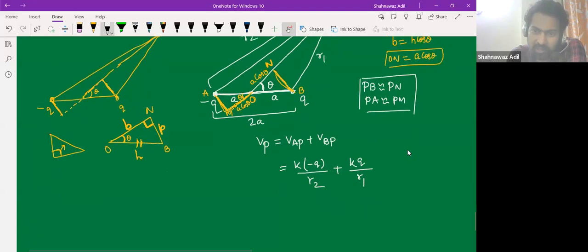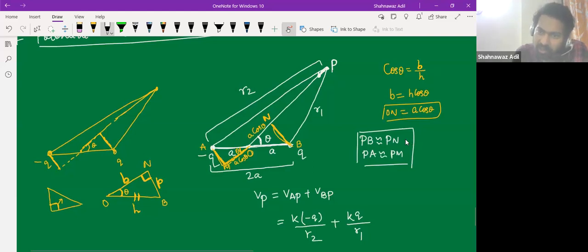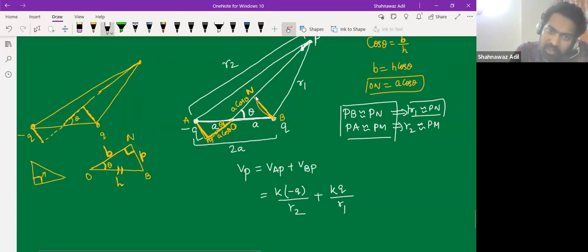So this is what we are calculating, right? Now we know that R1 is nearly equal to PN, and R2 is nearly equal to PM. So let us find that out. From here to here, this distance is R. This is R2. From here to here, O and P, that is R.